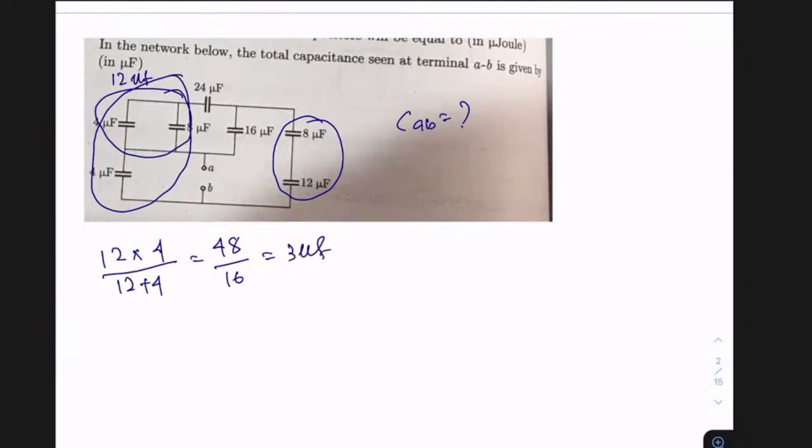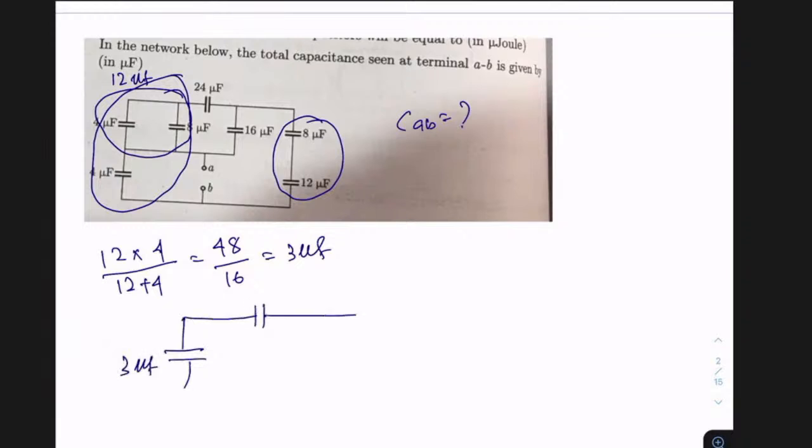So very simple, right? First I reduce this 4 and 8, so they become a single capacitor of 12. Then 12 and 4 are in series. So now, if I ask you to draw this circuit, whatever I have simplified yet, it will be something like this. This capacitance value is 3 microfarad.